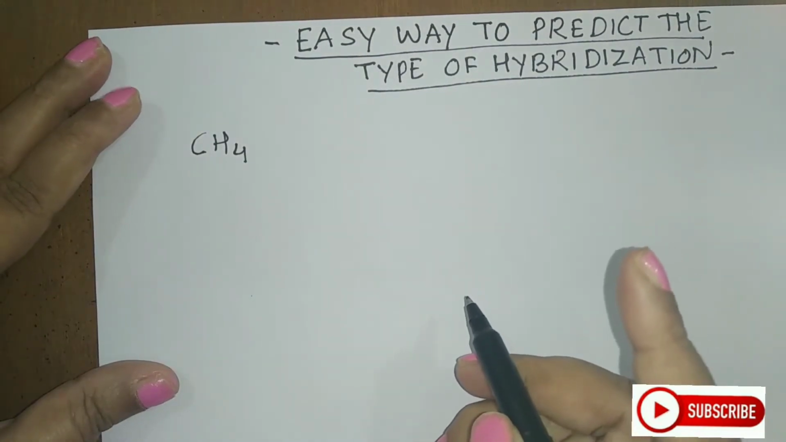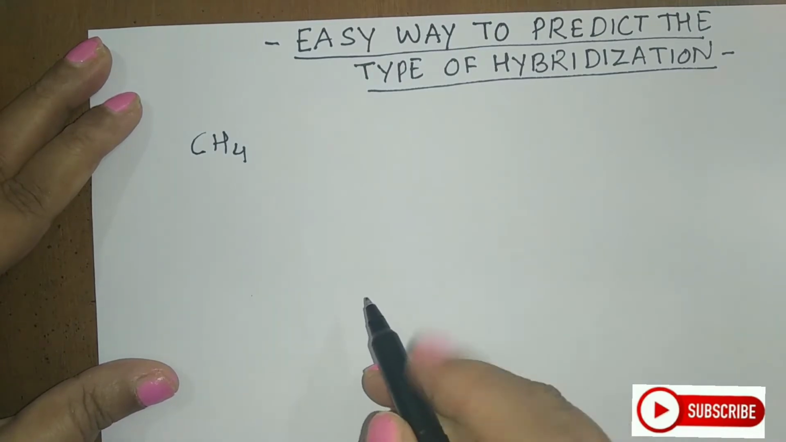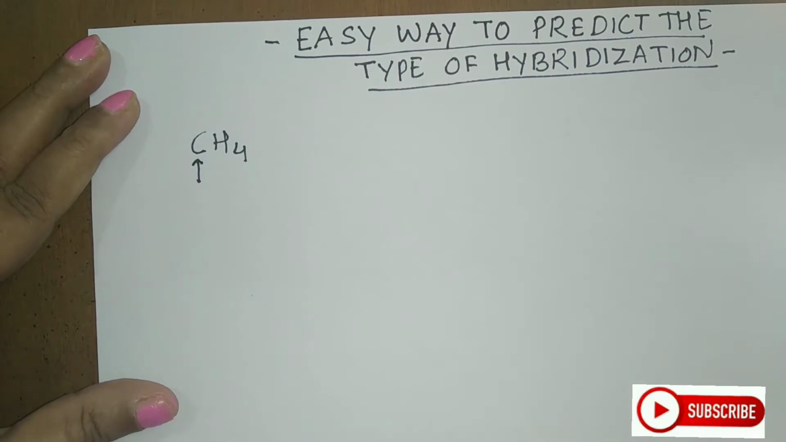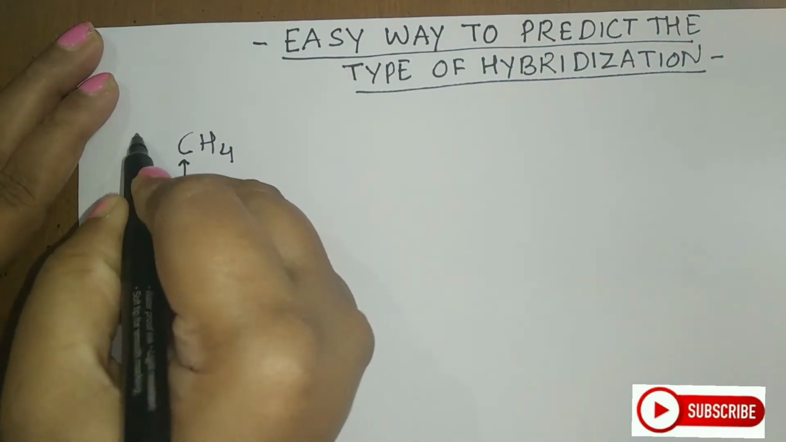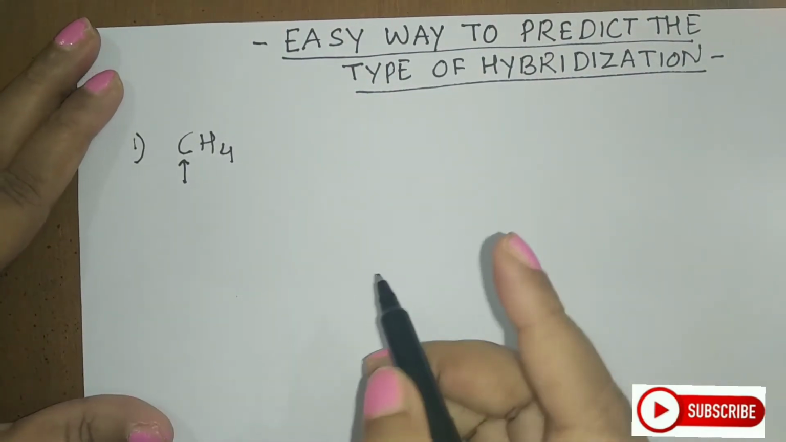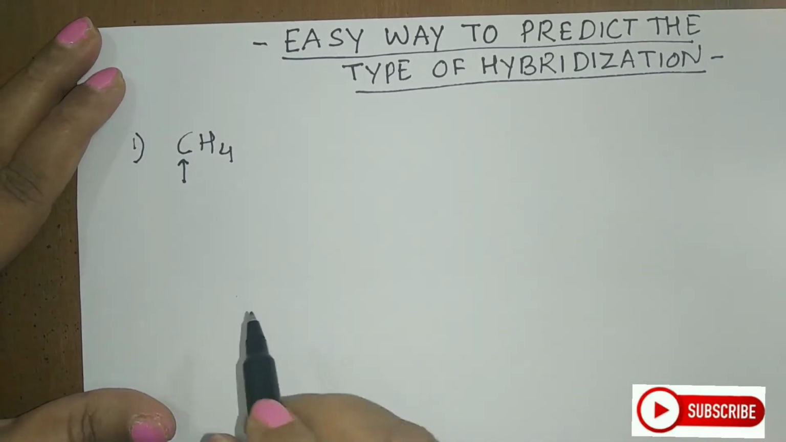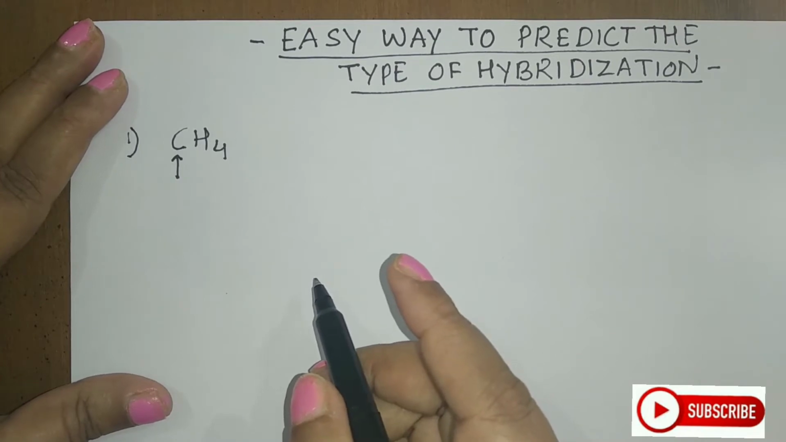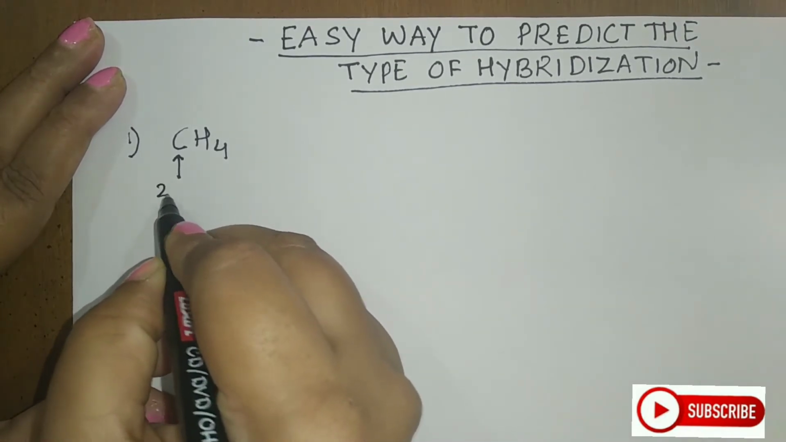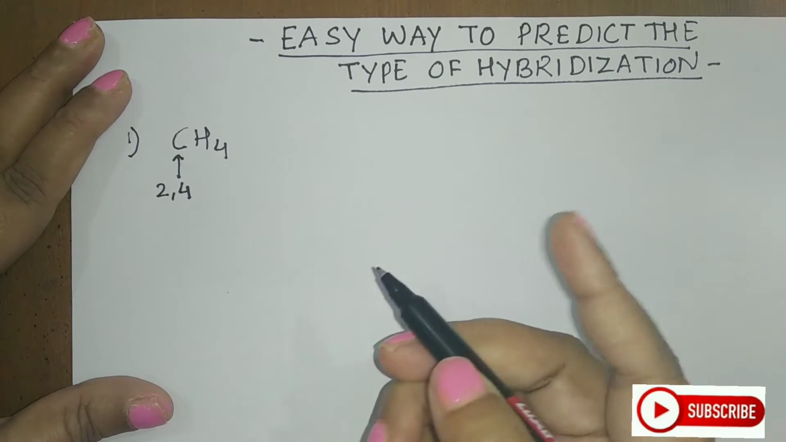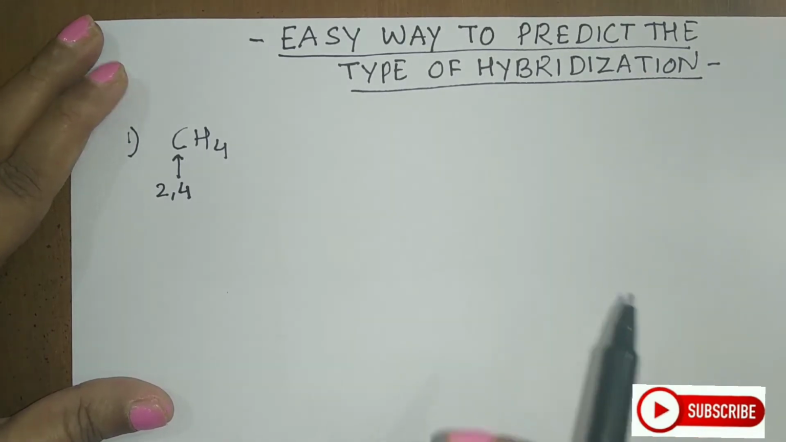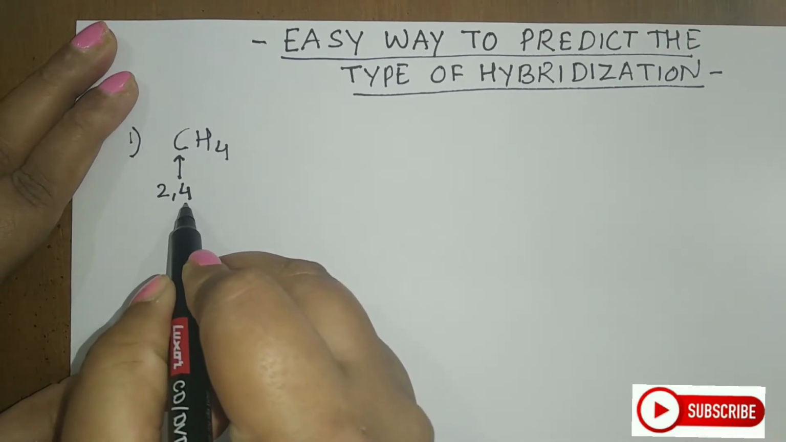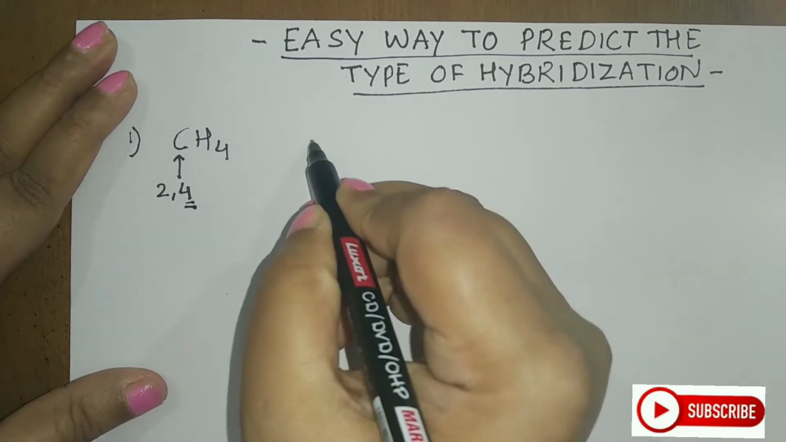Now the first rule is you have to select the central atom. Here the central atom is carbon. Now you have to find the number of valence electrons in that carbon atom. Students, you know the atomic number of carbon is 6, so its electronic configuration is 2 and 4. Or otherwise you should know the group number of that element. So here, for carbon, the number of valence electrons is 4.